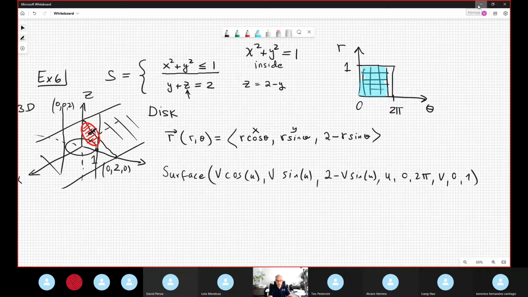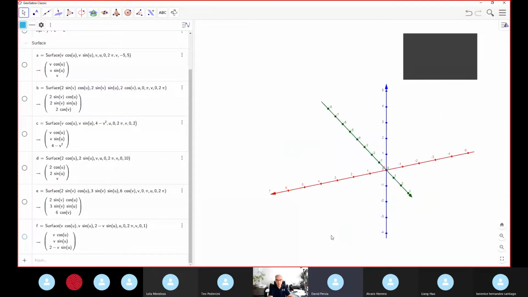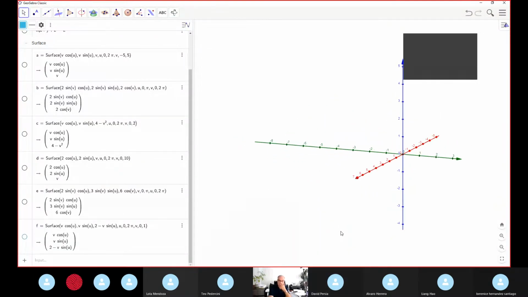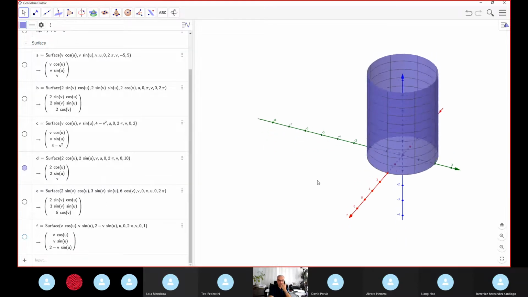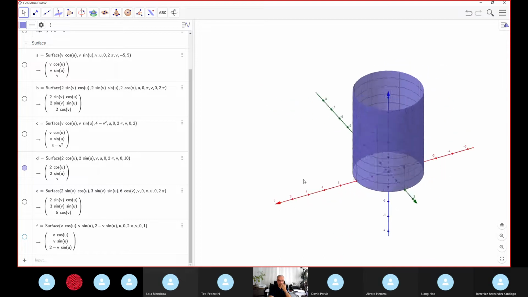Okay, let me share the screen. Switch screen. Do you see GeoGebra right now? Yes, we see it now. Absolutely. Good. Okay, and the example we started today was the cylinder. Look at that. You can see here. Bam! Look at that. It's a beauty, guys.